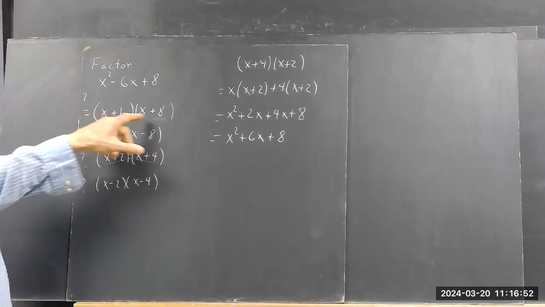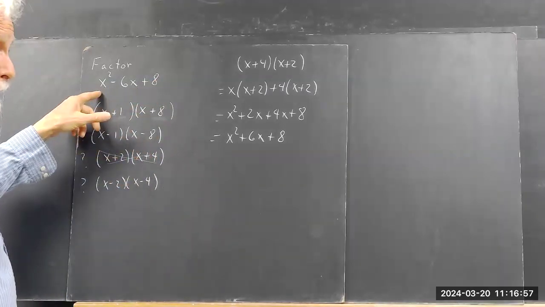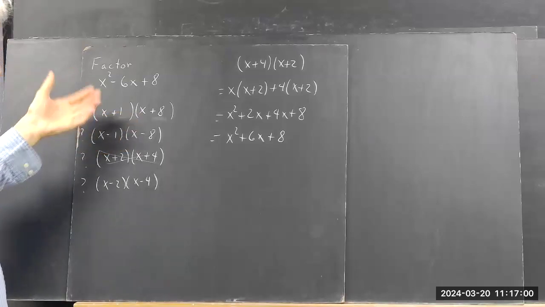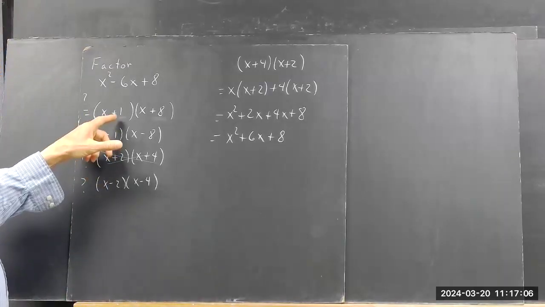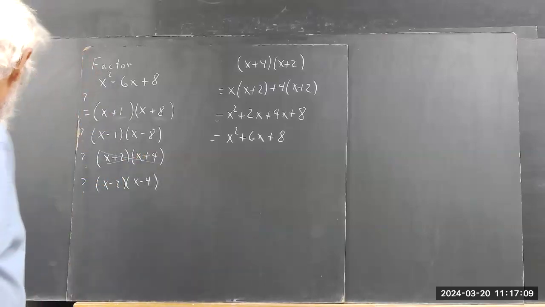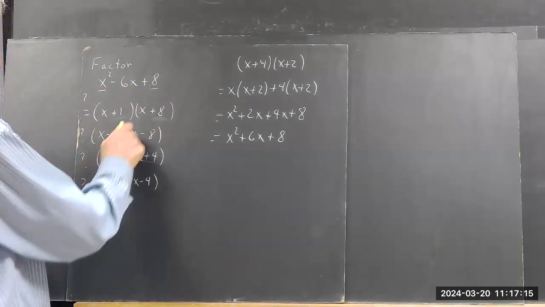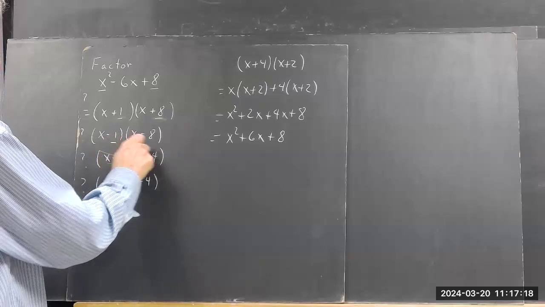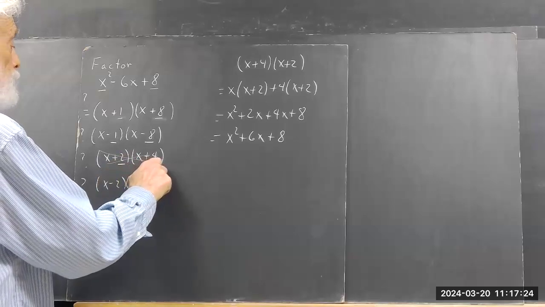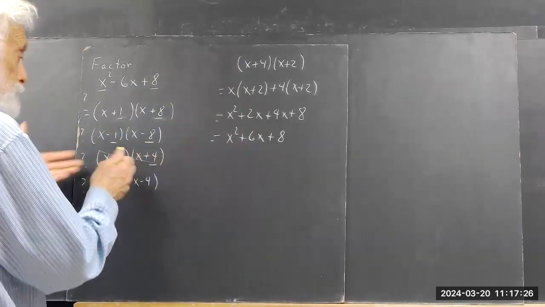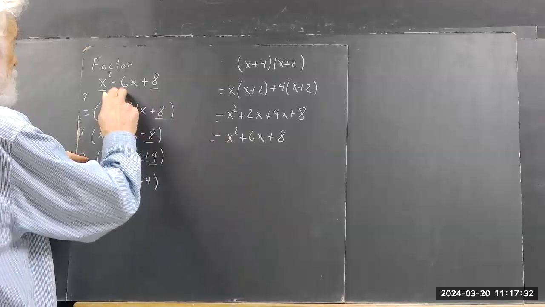Like it could be x plus 1 times x plus 8, maybe, because 1 times 8 gives us 8, and x times x gives us x squared. Now we'll see if the 1 times x and the x times 8 gives us a negative 6x, and it won't, but we can see that. Minus 1 times minus 8 is 8. That works. Of course, 2 times 4 is 8, but that's exactly what we did. So, we know it's not going to be this because when we multiply this out, it doesn't give us this.